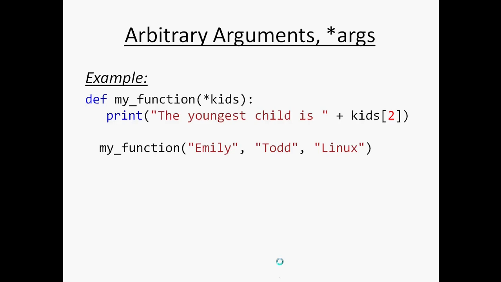If you don't know how many arguments will be passed into your function, just add an asterisk before the parameter name in the function definition.